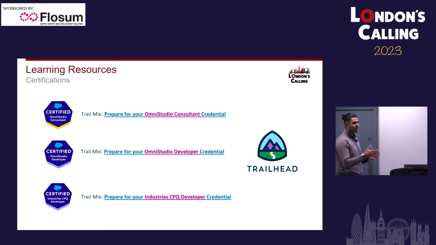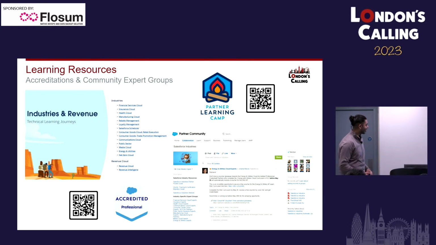And then if your focus is communications, media and entertainment, or energy and utilities, then you should be targeting industry CPQ. If your focus is apart from these three verticals, then this is not a mandate. But yes, you need Omni Studio. So these are all there on Trailhead. You can literally search with this link and find it. And this happens to be my last slide.